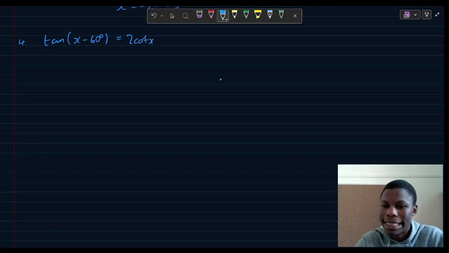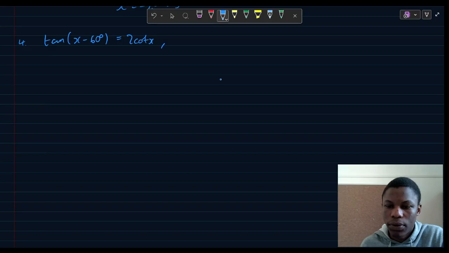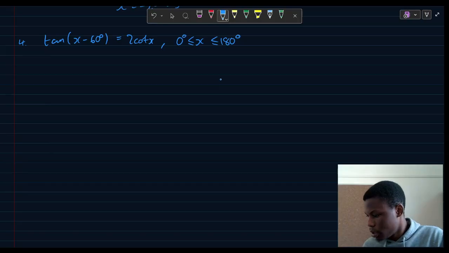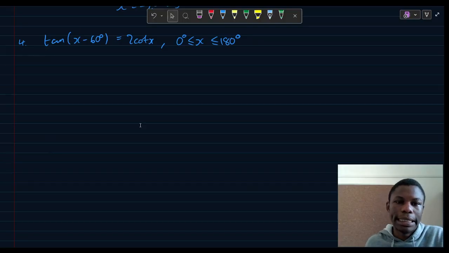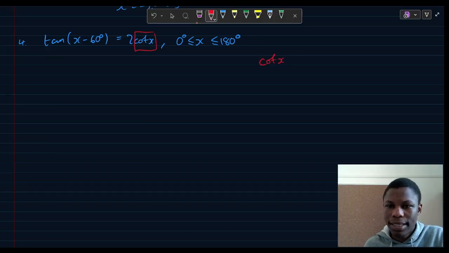Number 4, by first expressing the equation tan x minus 60 degrees is equal to 2 cot x as a quadratic equation in tan x, solve the equation for x between 0 degrees and 180 degrees. So make sure your calculator is in degrees, and now we need to first convert this to a quadratic equation in tan. So the first thing that I'm going to do is to change this cot x using the identity cot x is identical to 1 over tan x.